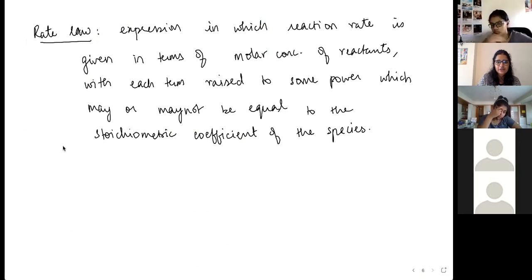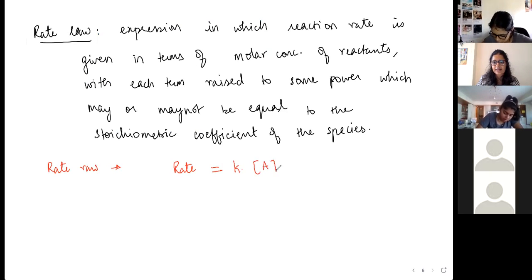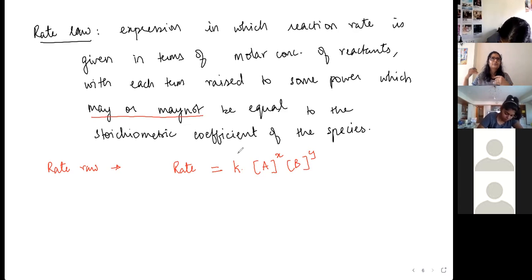So same thing. If you had to express rate law, it is an expression. Basically, that's what the equation is. The reaction rate is given in terms of the molar concentration of reactants: the rate of the reaction is equal to the rate constant into the concentration of the reactants, with each term raised to some power. So each of these concentrations is raised to some power, call that x and y. And this x and y may or may not be equal to the stoichiometric coefficient. So the rate law for every chemical reaction is experimentally figured out. Just like you have boiling point and melting point, that way for every chemical reaction you have the rate law defined for it. It will be given to you.